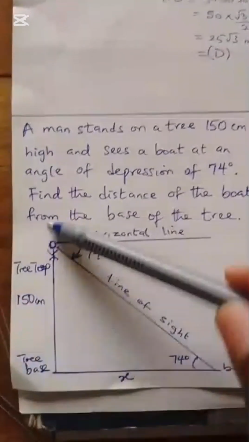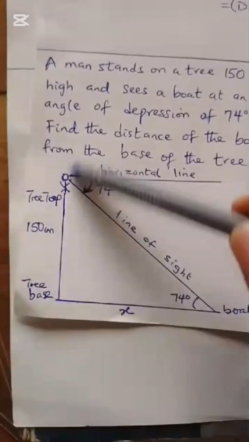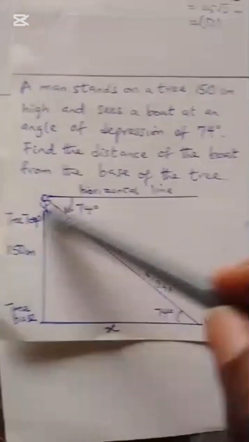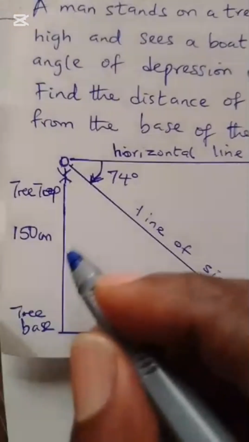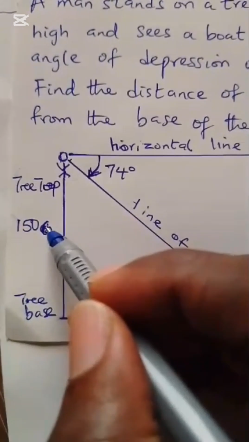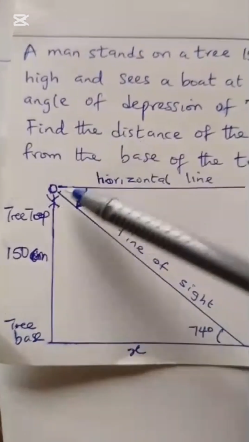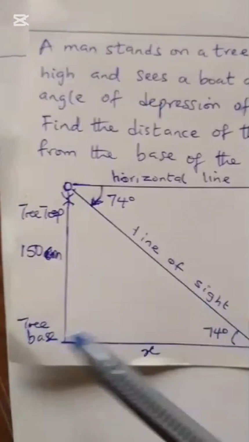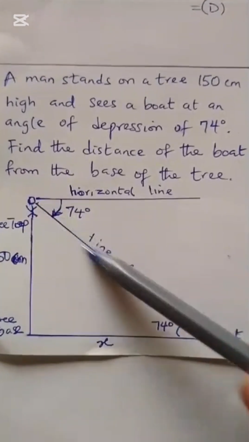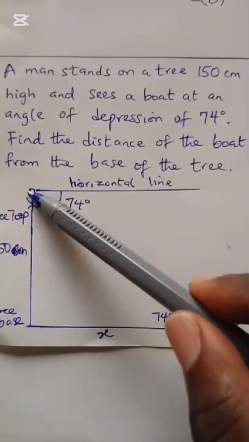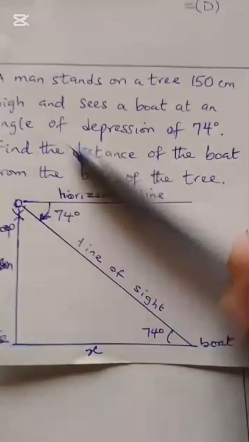So let's identify our tree. A tree is a vertical structure. So this is our tree, and it's 150 centimeters high, so put 150 centimeters there. The man is at the top of the tree, so we are going to ignore the height of the man and take that everything is 150 centimeters. He sees a boat at an angle of depression. This is the man's line of sight between his eye and the boat. The boat is somewhere here, at an angle of depression.